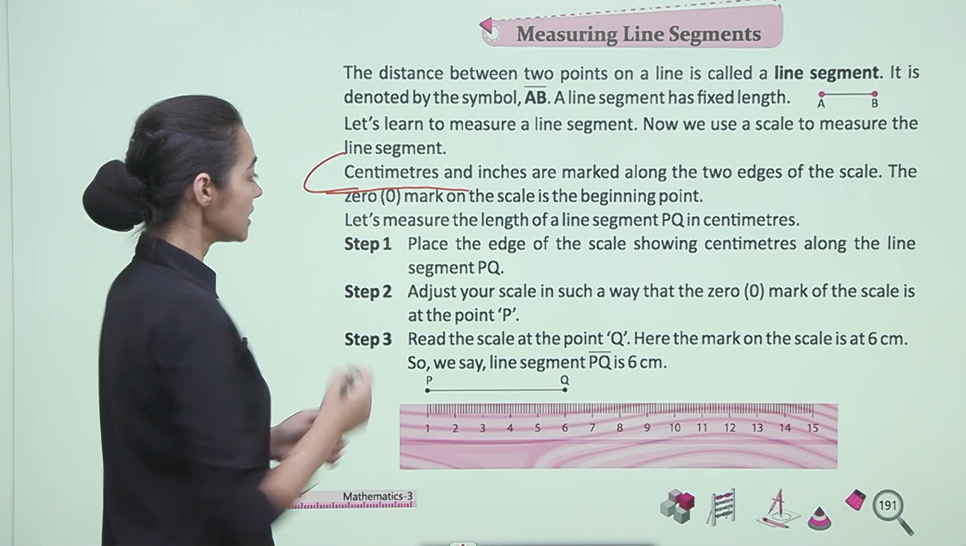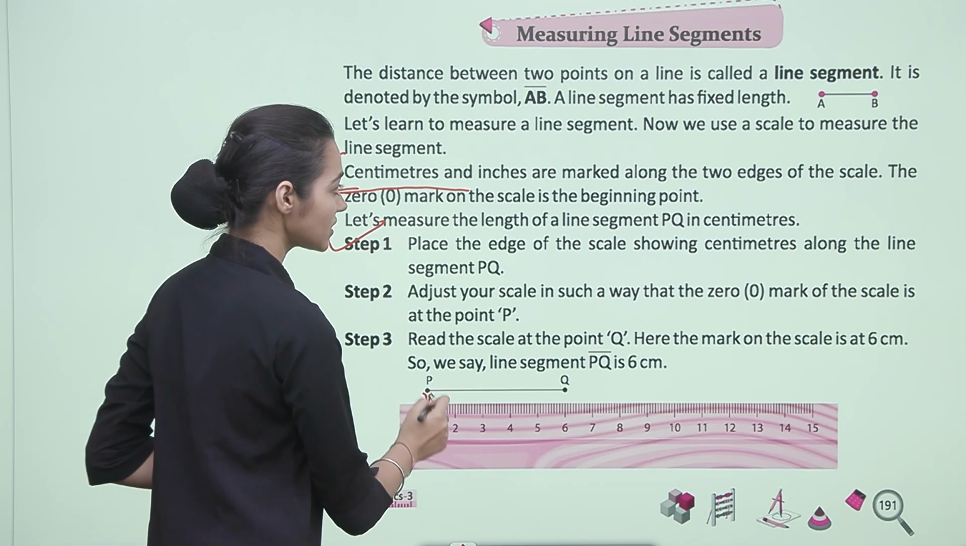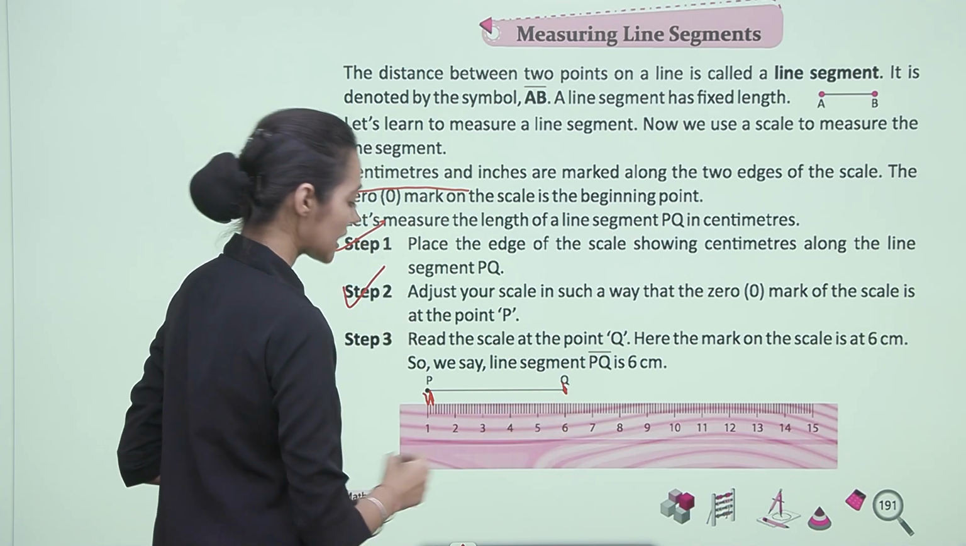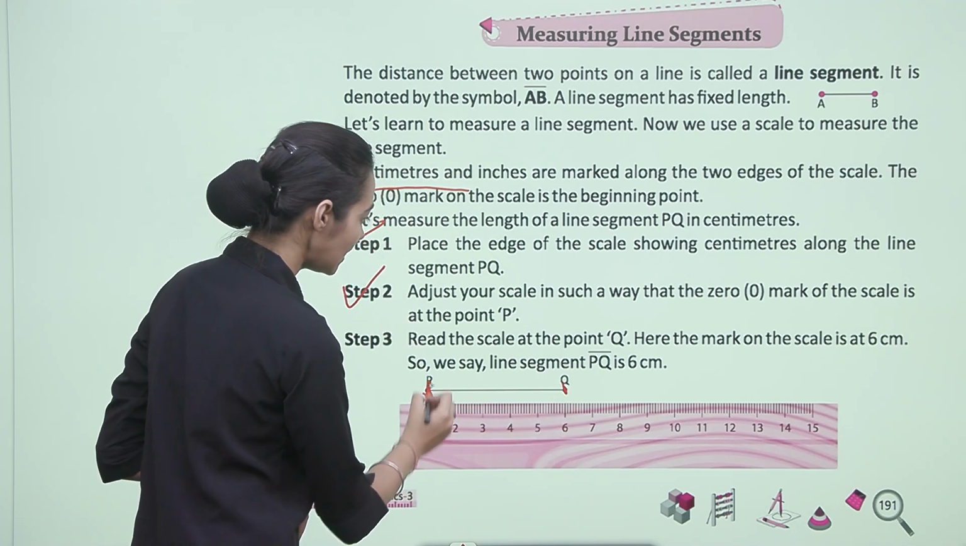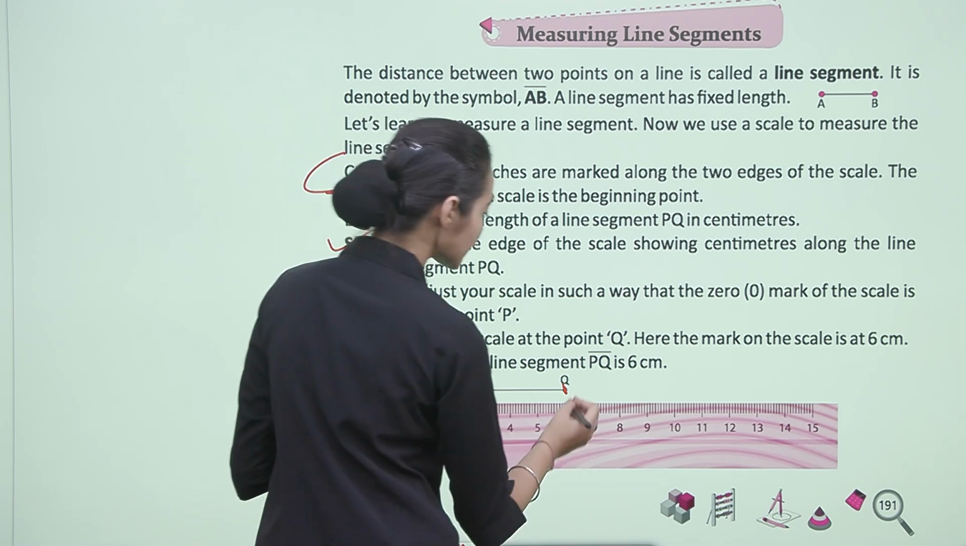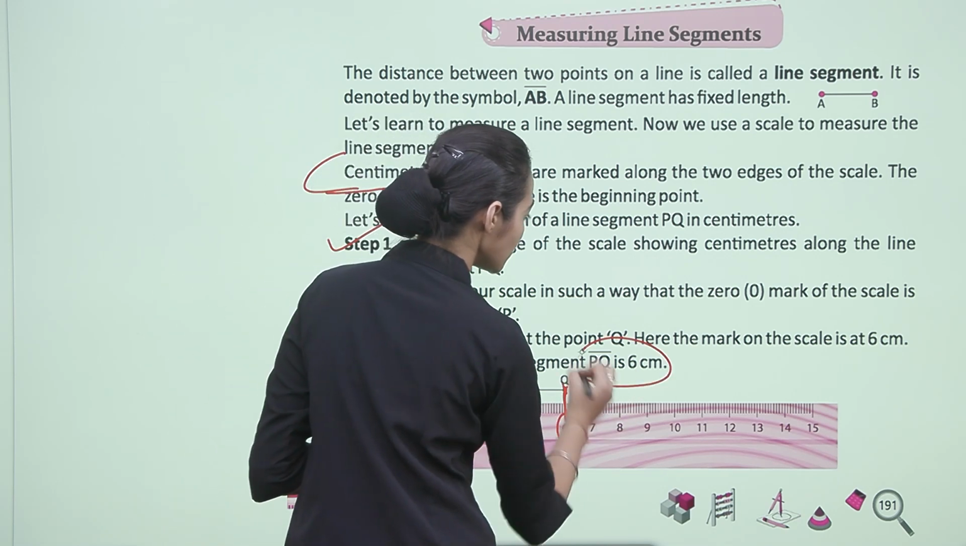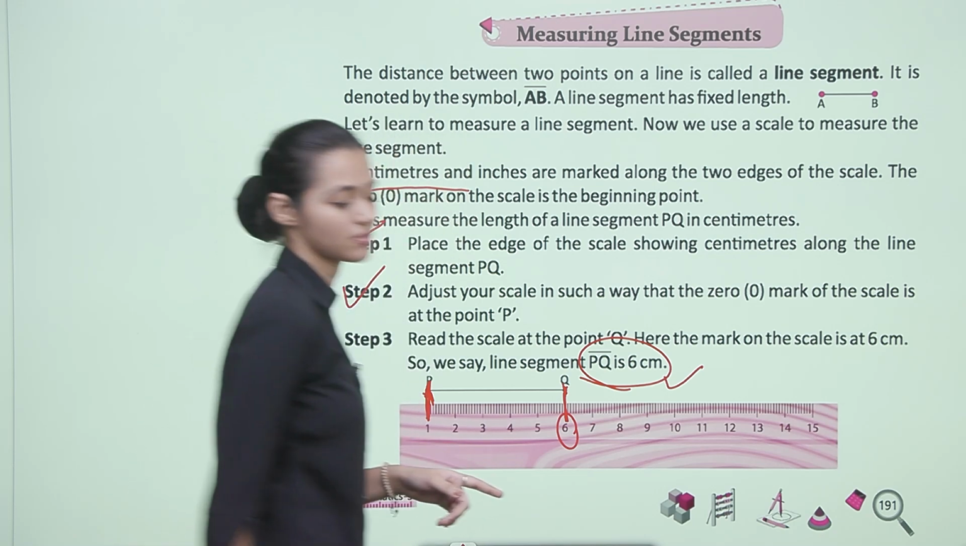Now let's measure it. In step 1, we will place the edge of the scale marked in centimeter along the line segment PQ. Then we will adjust the scale with the 0 mark at point P, and then we will read the scale till the point Q, and here we can see that the line segment PQ is 6 centimeter.